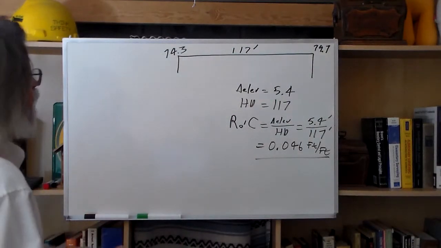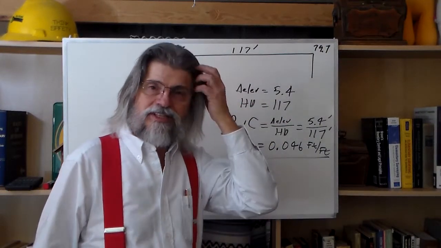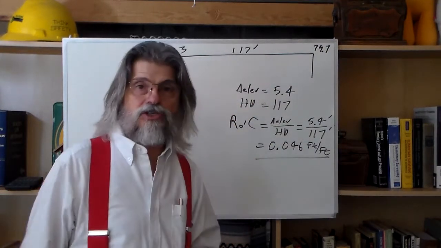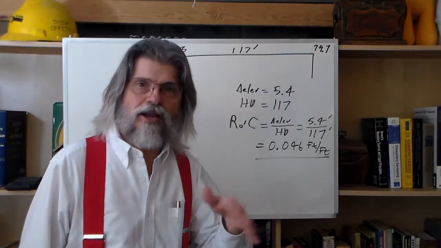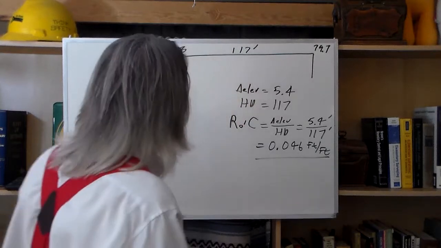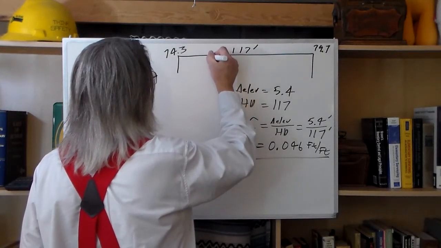All right, so we want stakes every 25 feet, but 25 doesn't go into 117. So we're gonna make it easy on ourselves. We're gonna do a stake every 25 feet, and then we'll just have an oddball distance at the end. So, start out with, we're gonna do 25 feet here.